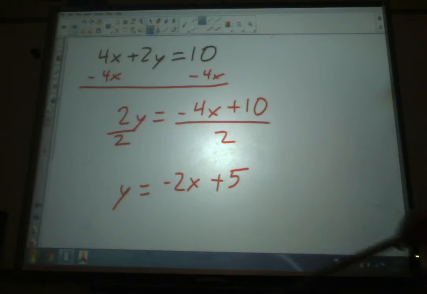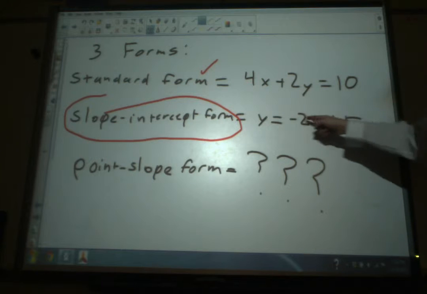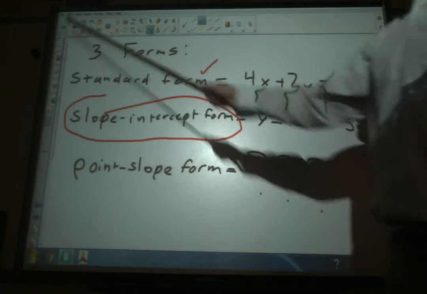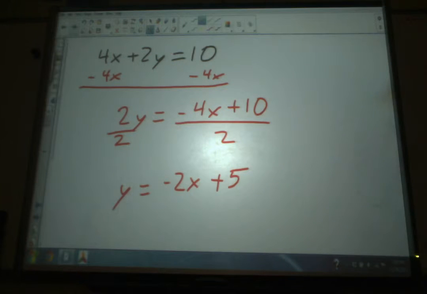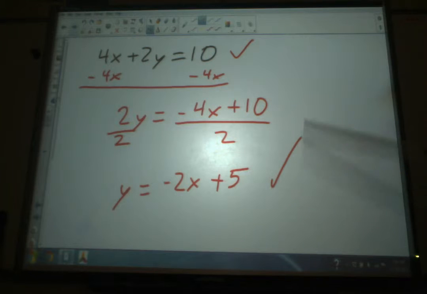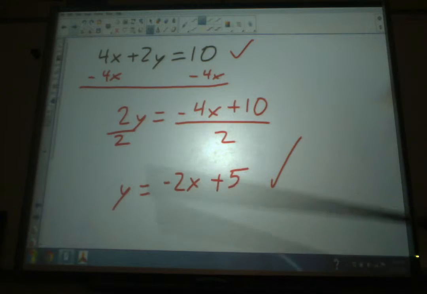Y equals negative 2x plus 5. See, that's exactly what I had. Y equals negative 2x plus 5. So you can see that these are actually the same line, even though they look like very different equations. This one looked like this to start off with. This one looks like this. They're the same line. Okay, so standard form, slope-intercept, or y equals mx plus b form.